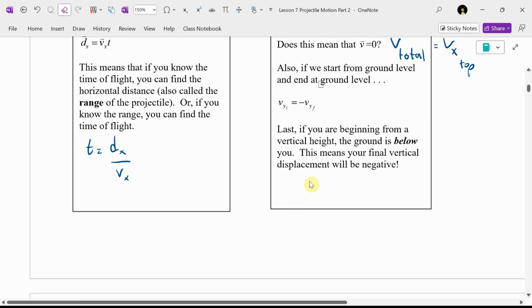Finally, if you're beginning from a vertical height from a cliff, your displacement will be negative. You're landing on the ground below from where you started, and so your displacement will be negative. They'll give you a height. You'll need to add the negative in front of it.